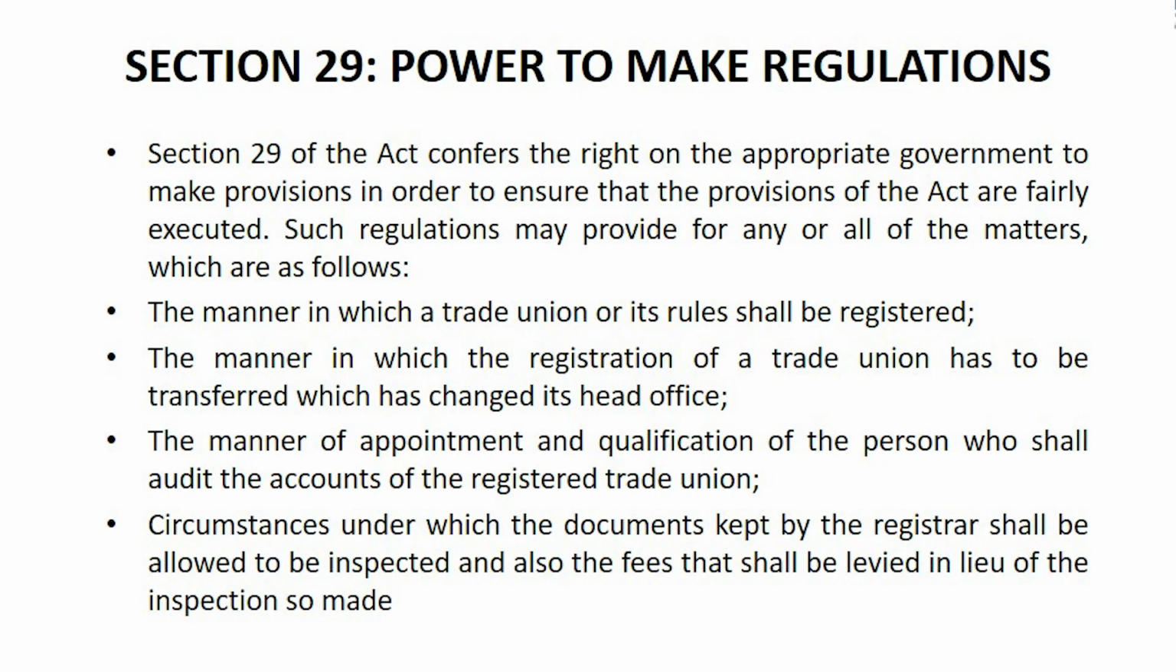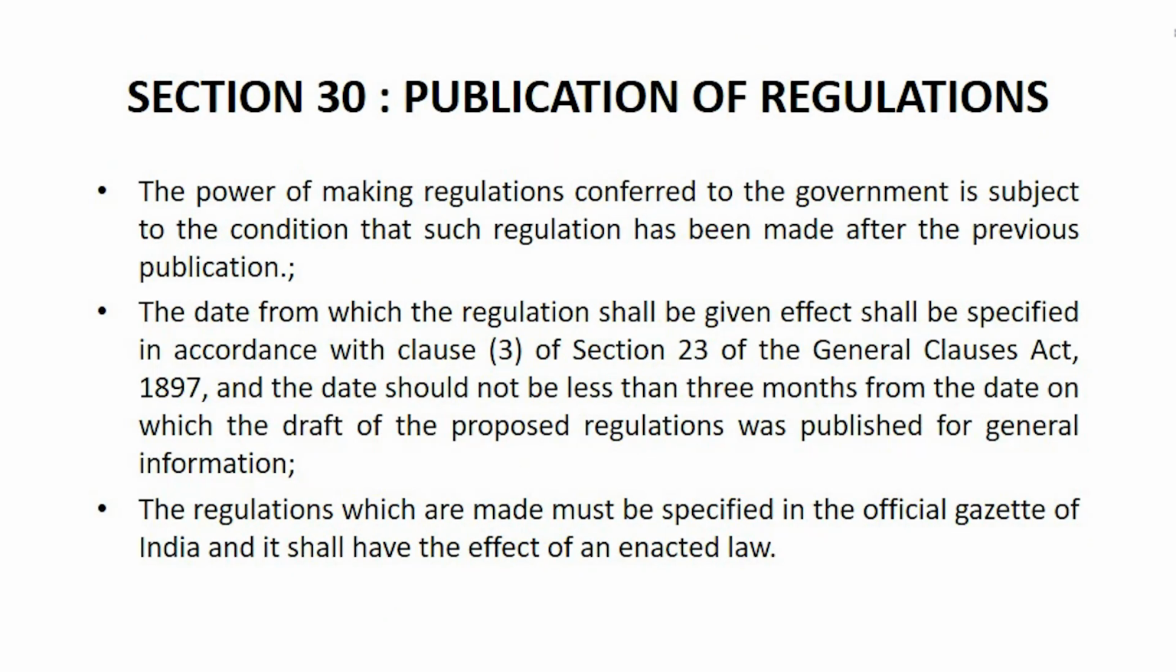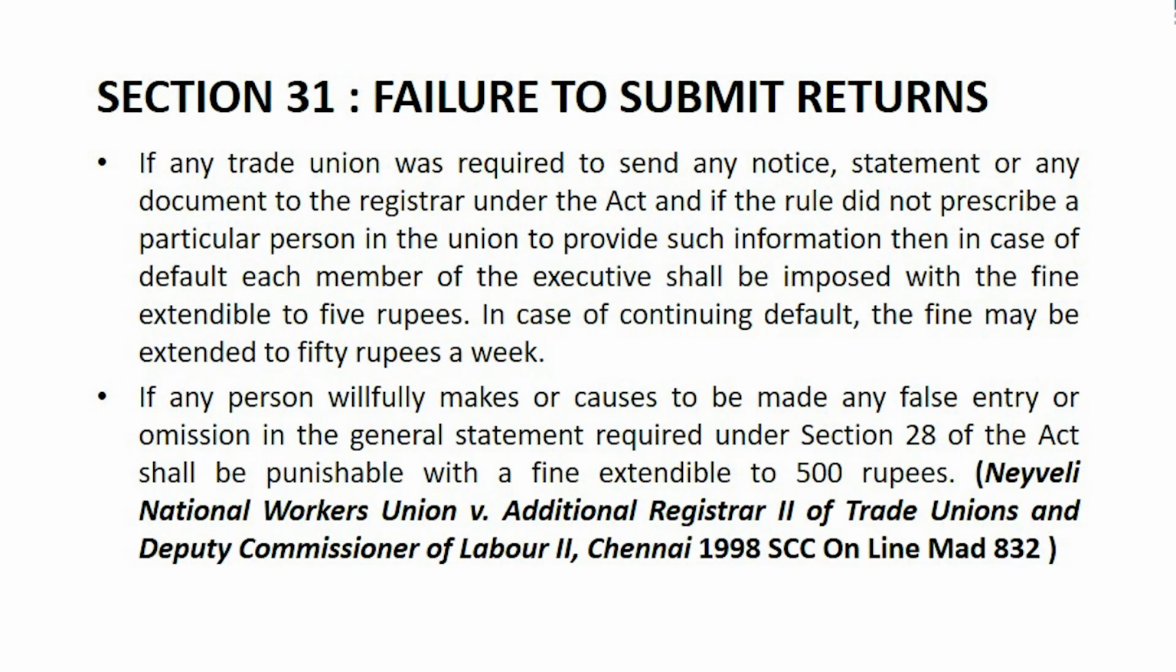Section 29 is the power to make regulations. Under this Act, the appropriate government has the right to make provisions to ensure the fair and better execution of the provisions of the Act, and they can make other kinds of rules for this. Under section 30, on the publication of the rules, whatever rules the appropriate government has framed, they must publish them. Now, the question comes for the failure to submit the returns.